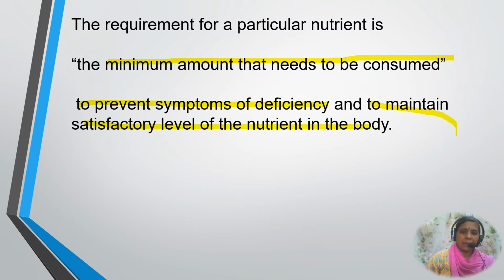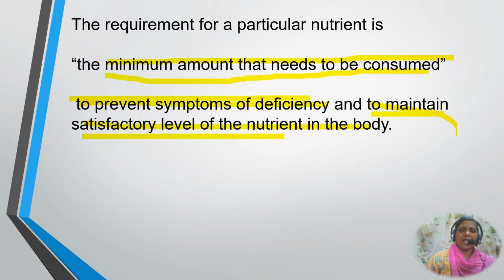Let me repeat. The requirement of a particular nutrient is the minimum amount of nutrient that needs to be consumed by a person in order to prevent the symptoms of any deficiency and also to maintain a satisfactory level of that particular nutrient in the body.